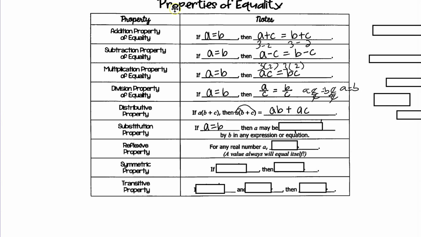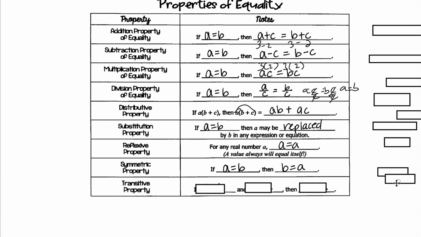Substitution property. If A equals B, then A may be replaced by B in any expression or equation. So if two things are equal to each other, they can be interchanged whenever you want. Reflexive property. For any real number, A equals A. Think of it like a reflection. It's a mirror image of itself, so it's the same. Symmetric property. If A equals B, well, guess what? B equals A. It's symmetry, like a mirror.